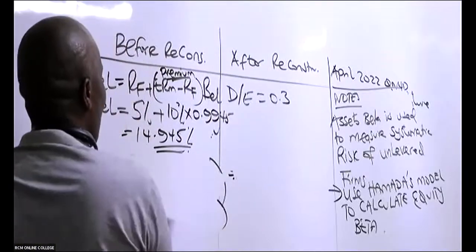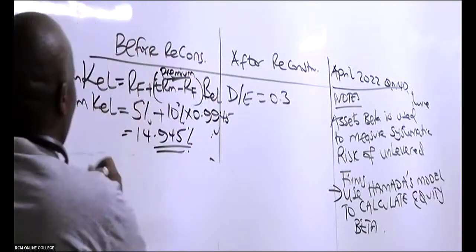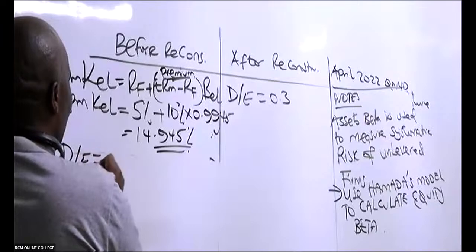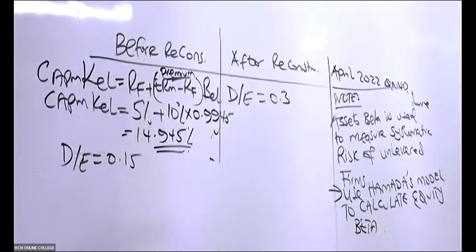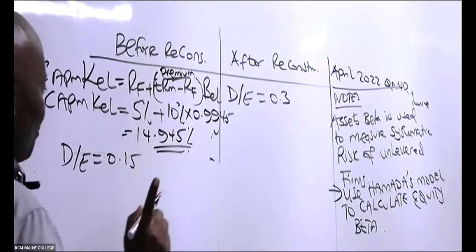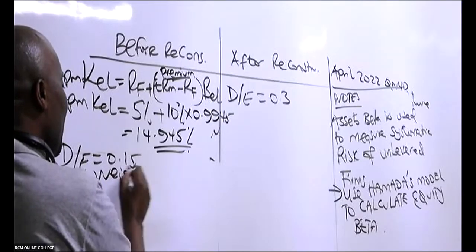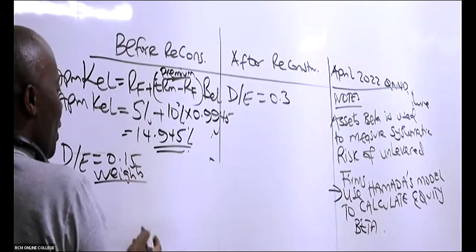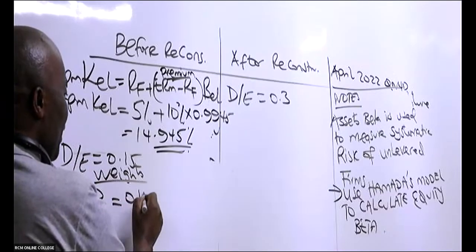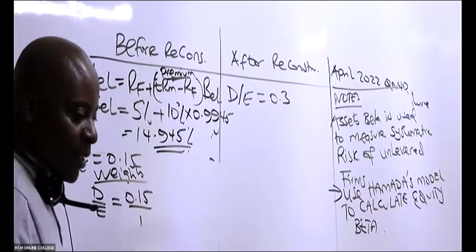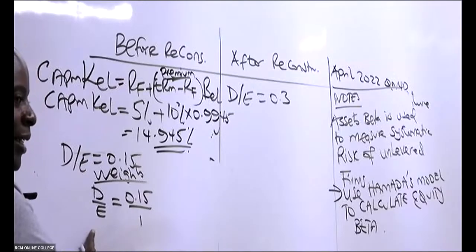Before reconstruction, we know our debt to equity. So debt to equity is 0.15, isn't it? So I want us to get the weight of debt. Please listen to me very well. If you look at this debt over equity, this will be the same as saying 0.15 over 1. Is that okay? Because 1 is normally silent.